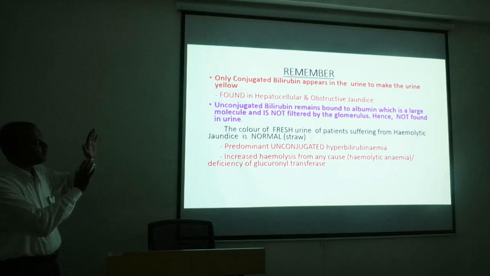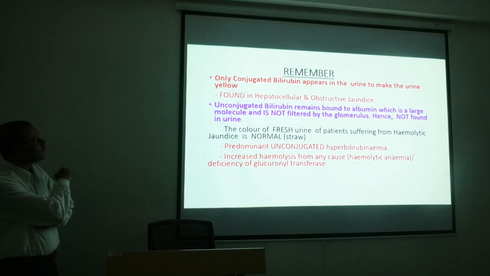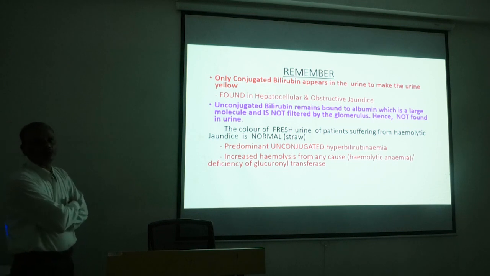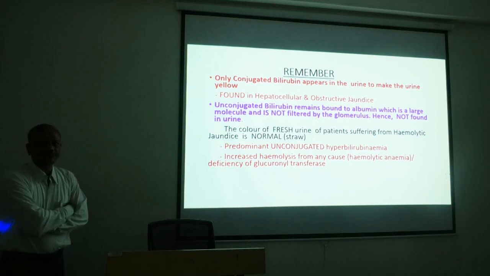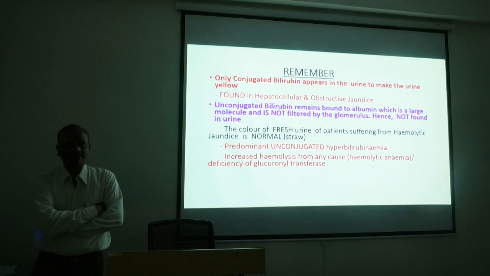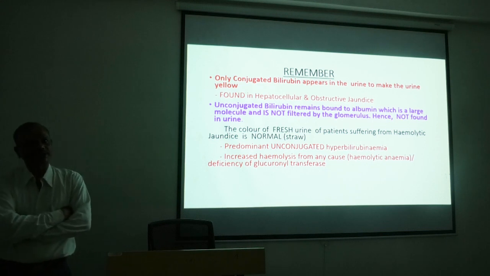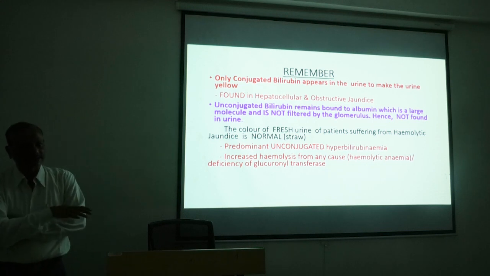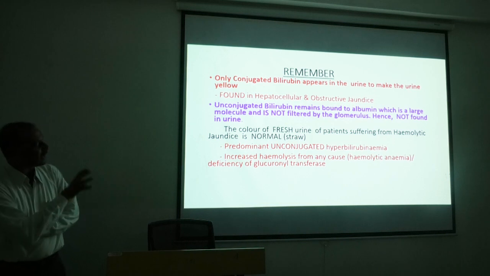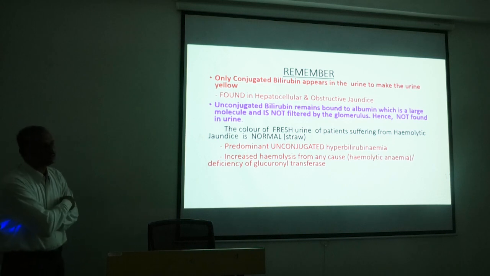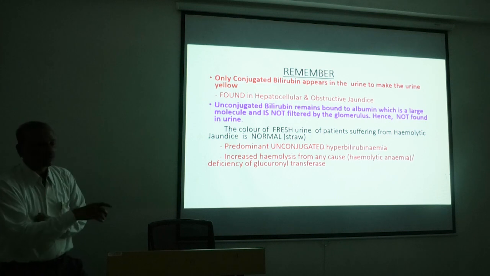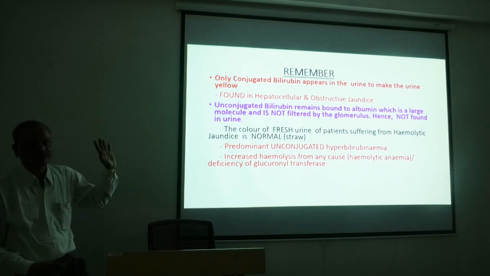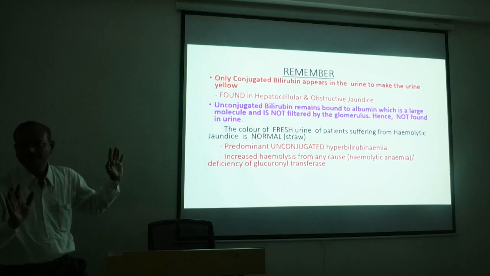You must remember this, it will be asked in the examination. Write that only conjugated bilirubin appears in the urine and makes the urine yellow. What is conjugated bilirubin? Bilirubin is conjugated with glucuronic acid to form bilirubin monoglucuronide and then bilirubin diglucuronide, which is excreted. That is conjugated bilirubin. It appears in the urine and makes the urine yellow. It is found in hepatocellular and obstructive conditions. You must know this.